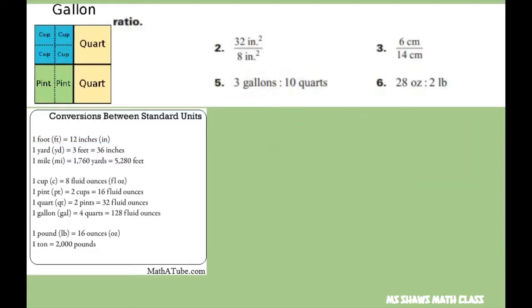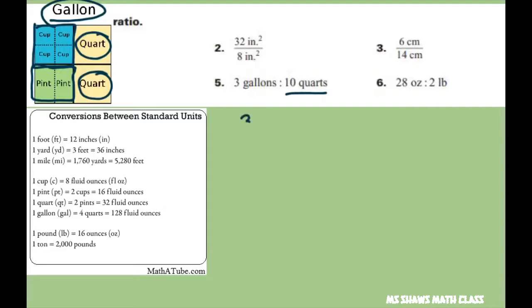All right, and then on this one, the gallons to quarts. So for gallons, this is a gallon. So let's see if it's here. There's 4 quarts in a gallon, sorry, because this would be a quart, and this would be a quart.